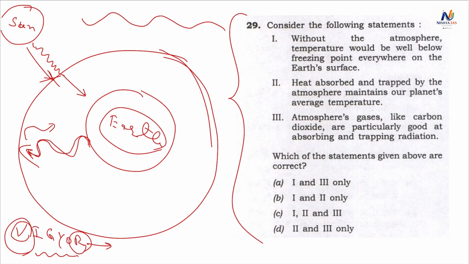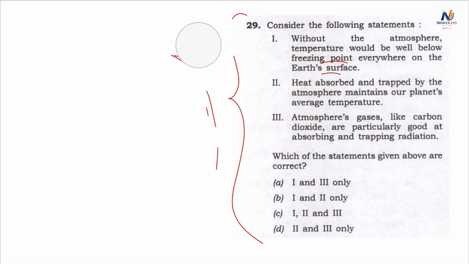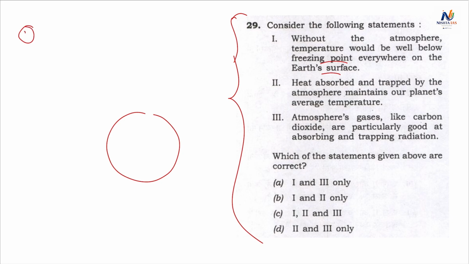Similar questions repeat many times, friends. Here is one more question. Consider the following statements: without the atmosphere, temperature would be well below freezing point everywhere on the earth's surface. So here is one more concept to be discussed. Here it asks, what if the earth were without an atmosphere? What is the condition of the earth without atmosphere?